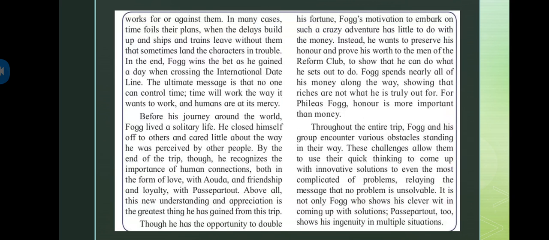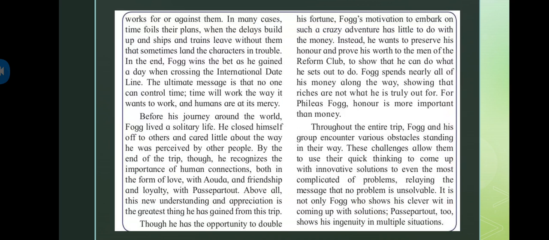Fogg spends nearly all of his money along the way, showing that riches are not what he is truly out for. So what he's saying here is that almost all of his money he spent on this journey. For Phileas Fogg, honor is more important than money. What he has shown is that money is not that important for Fogg. It is the honor which matters to him. So that's what he has clearly shown in it.